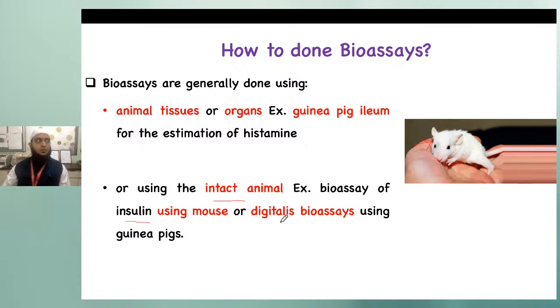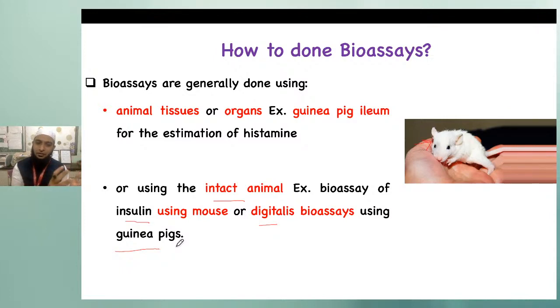Likewise, you will be using digitalis, right? In the case of digitalis, you use the guinea pig, and you study at what dose digitalis has a cardiotonic effect and at what dose it has a cardiotoxic effect, isn't it? So you will come to know the cardiotonic and cardiotoxic effect of digitalis by using the live guinea pig. You keep on increasing the dose of digitalis until the guinea pig suffers heart arrest. The concentration at which the guinea pig suffers heart arrest is the cardiotoxic dose of digitalis, right?